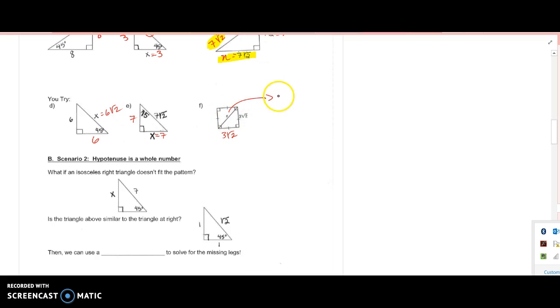X, the hypotenuse, is going to be 3 square root 2 times square root 2. Why is that? Again, if this is my side length n, then my hypotenuse is n square root 2. So when I replace n with what n is equal to, n is 3 square root 2, right? And then I already had the square root 2 that was there. So we get 3 square root 4. We know that the square root of 4 is 2. So 6 is our final answer.